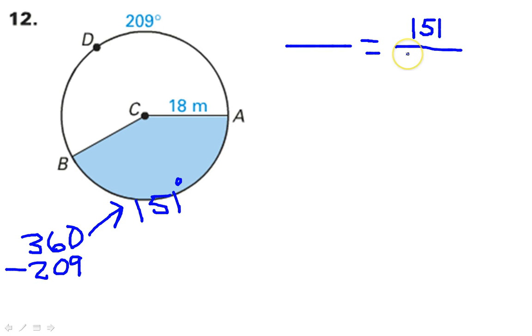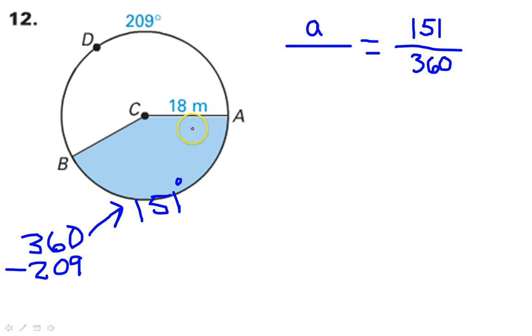Mr. Burton, yes. If 209 was on the shaded side, we would just put 209 and we'd be good to go. So 151 over 360. Let's just wrap this up real quick. Again, we're looking for the partial area, so I'm just going to put an A up there for the small area, and then 18 pi squared.